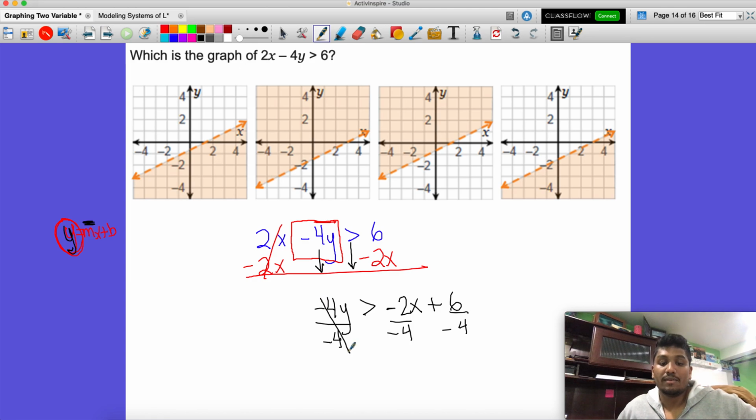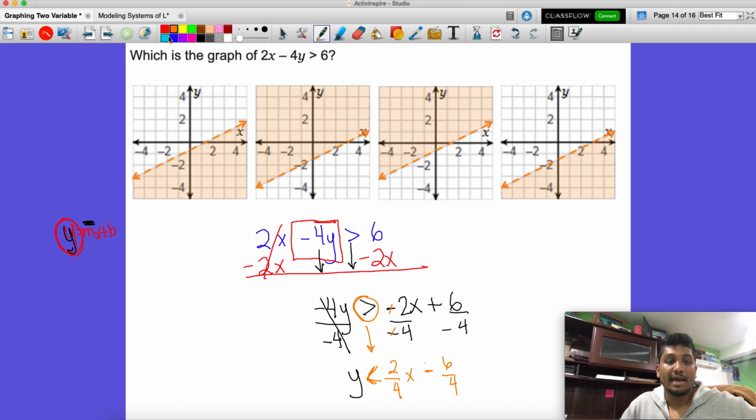So negative 4 divided by negative 4 cancels out. The y drops down. Now, what happens when you divide by a negative? The inequality symbol does flip, so it becomes a less than. And a negative and a negative becomes a positive, so this becomes 2 over 4 x. A positive and a negative is a negative 6 over 4.